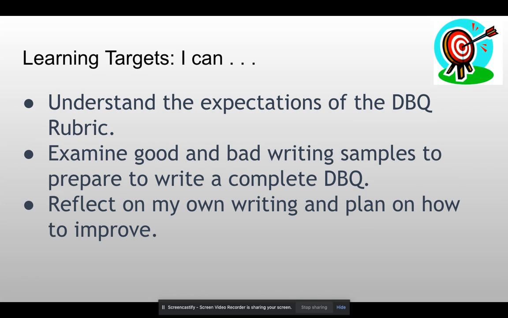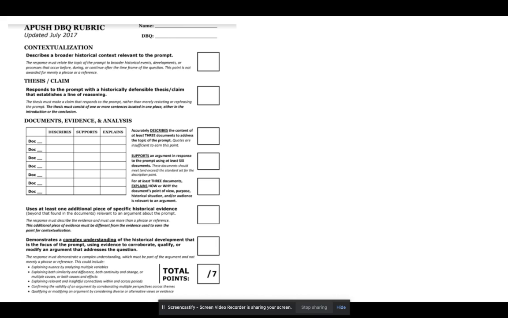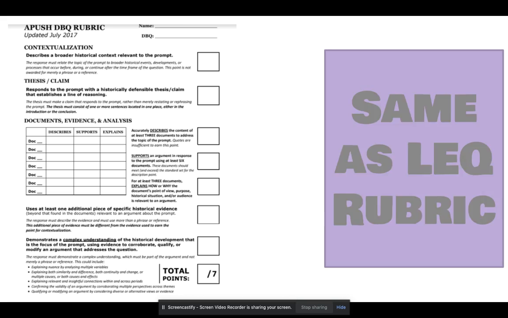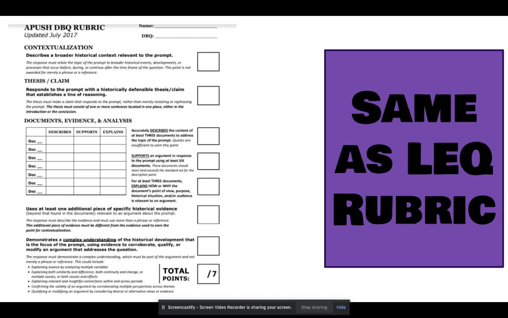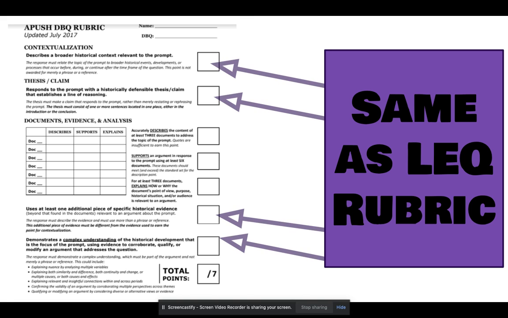Your learning targets: understand the expectations of the DBQ rubric, examine good and bad writing examples, be ready to write a complete DBQ, and practice, reflect, and improve on your own writing. Okay, so here is your DBQ rubric. If you look very closely, you will see many of the points on here are the same as the LEQ rubric. You have to have a contextualization paragraph and thesis statement. You also have to have outside historical evidence, OHE, and you must demonstrate complex understanding. In this area, this is identical to the LEQ rubric.